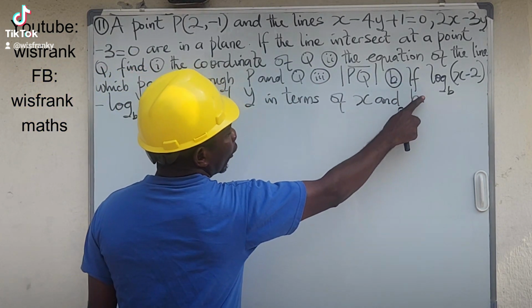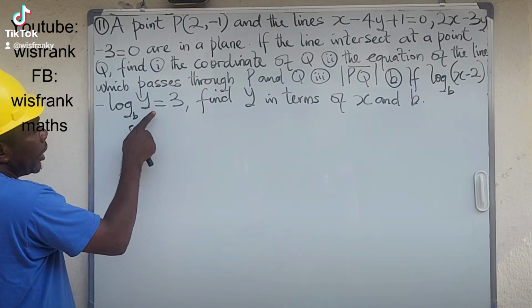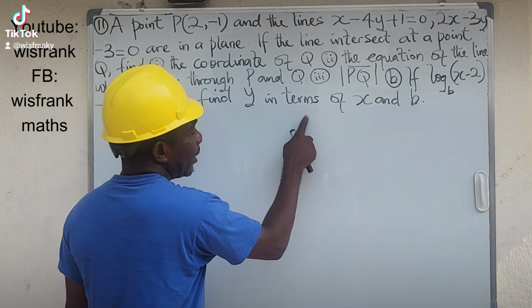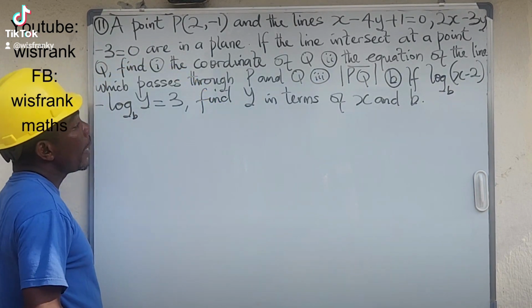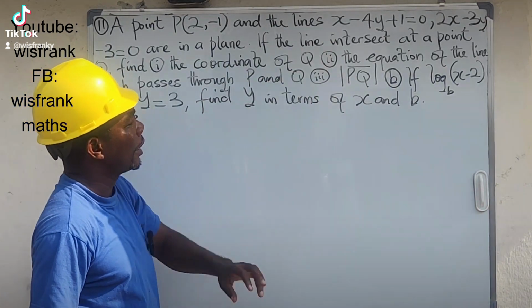(b) If log(x - 2) base b minus log y base b equals 3, find y in terms of x and b. So first of all, we are going to look at the first part of the question, and it is a simultaneous equation.